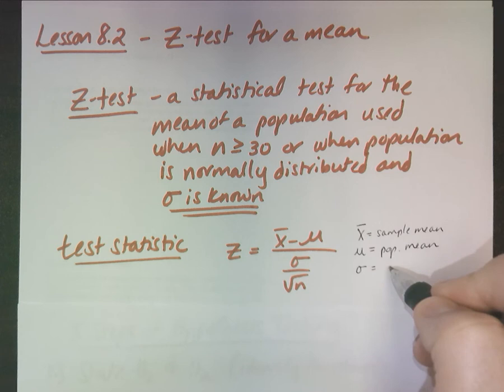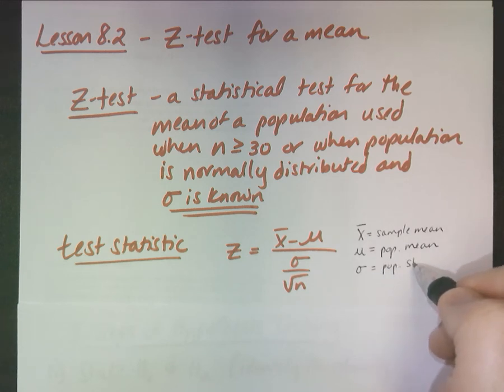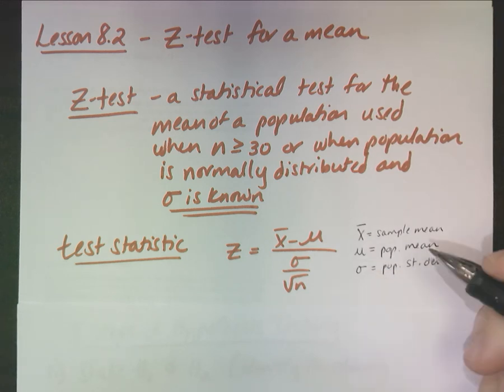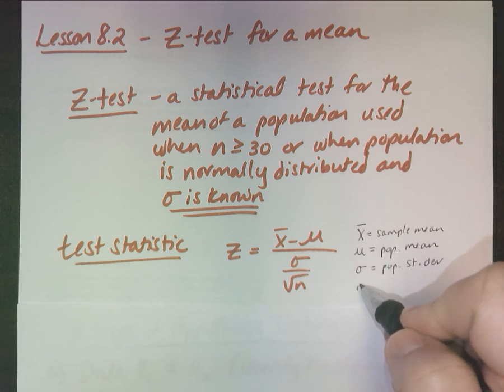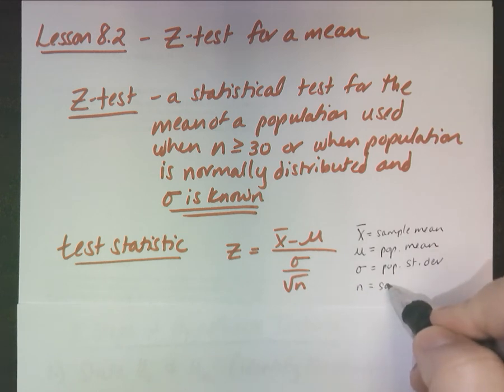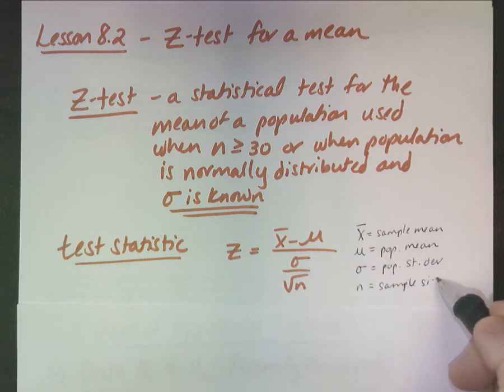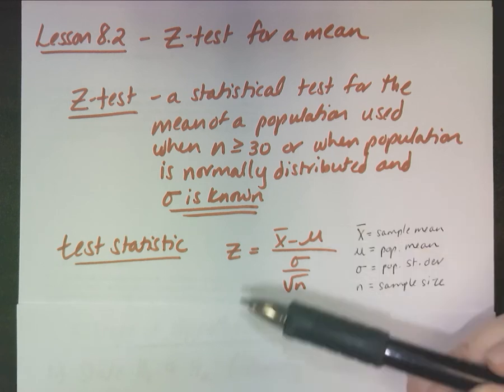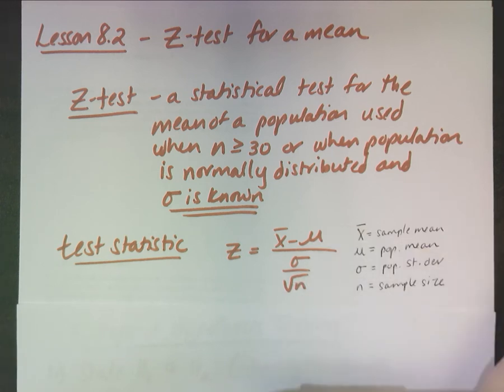Sigma is the standard deviation for the population. That is something that needs to be known to do the Z-test. And then n is the sample size. How many kids did you sample? This is what we call a test statistic. We're going to look at our test statistic and compare it to the actual Z-score that we should be getting.